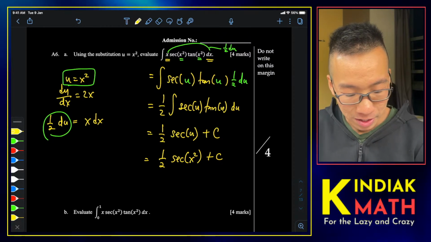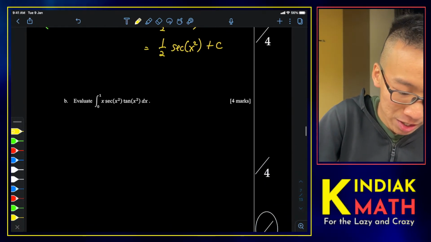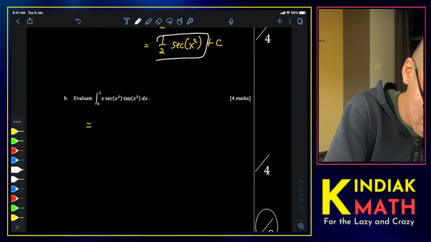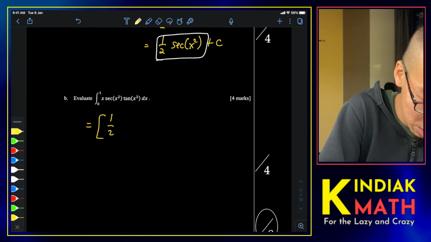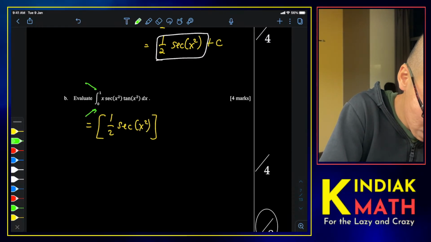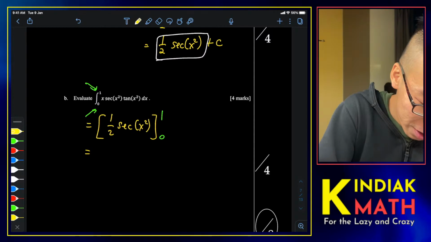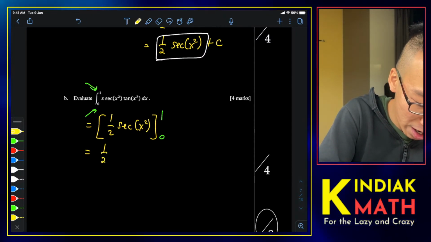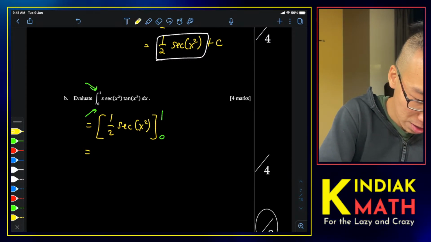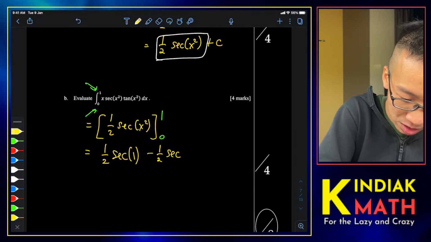All right. Okay, now interestingly enough, this is closely related to the next question, which tells us to evaluate this integral, which means we take this particular result and substitute it. Now we have these numbers over here, so this will be from 0 to 1. Therefore, we need to make the calculations. This will be half of secant of 1 squared minus half of secant of 0.